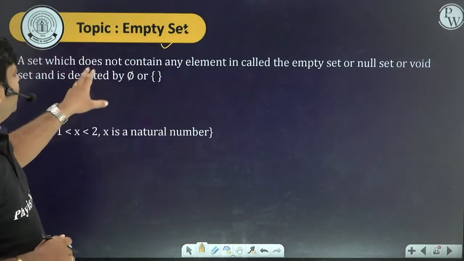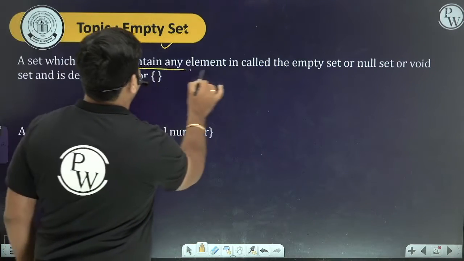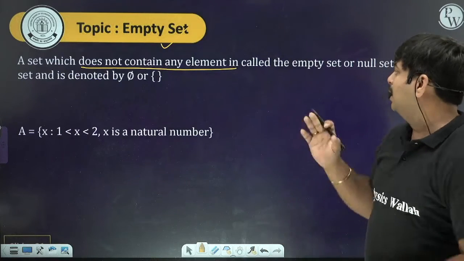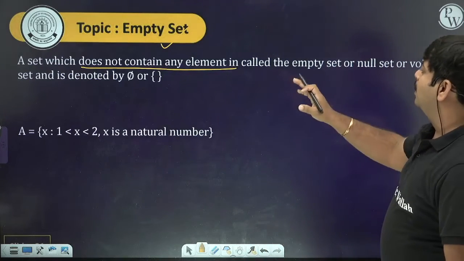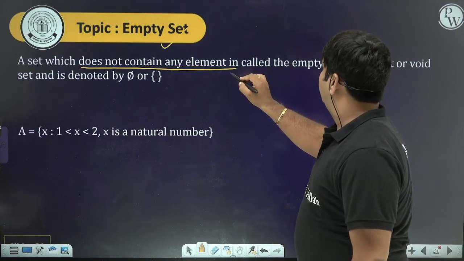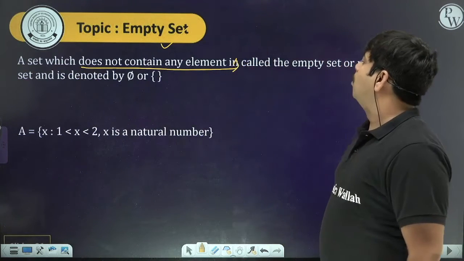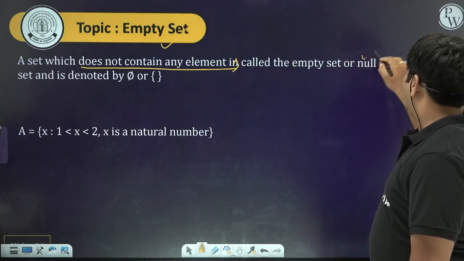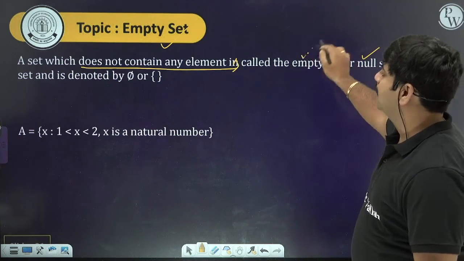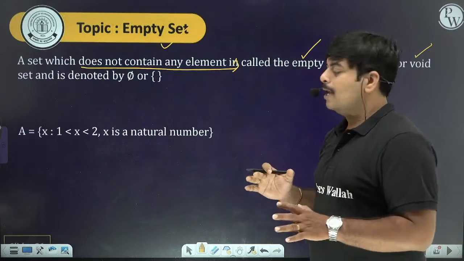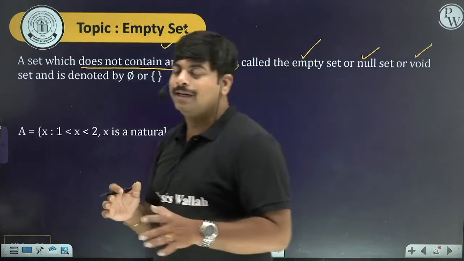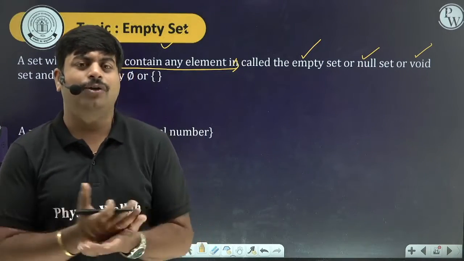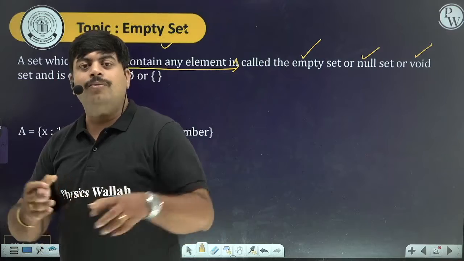So a set which does not contain any element is called the empty set, or null set, or void set. Null set, void set, or empty set, everything is the same. That means it should not have any elements. So you may ask me, sir, when there are no elements in the set, why write it down? Why mention this type of set?